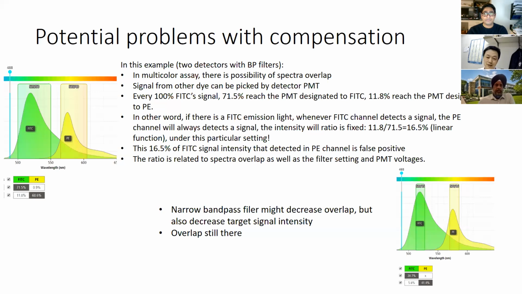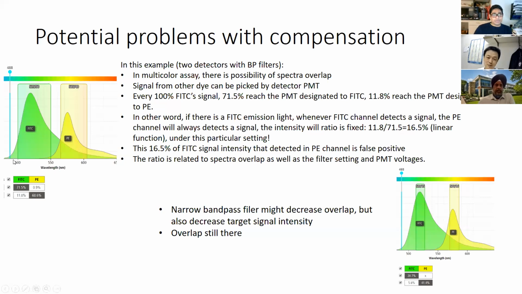So that's what we call overlay. If only FITC light goes through, both detectors will get signals. It's 71.5 and 11.8. They're the ratios based on this filter setting. So the ratio, after a calculation, in this case is 16.5%.